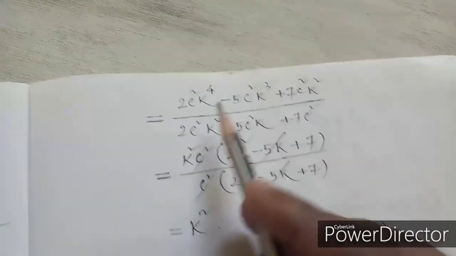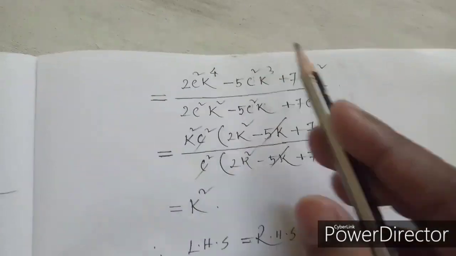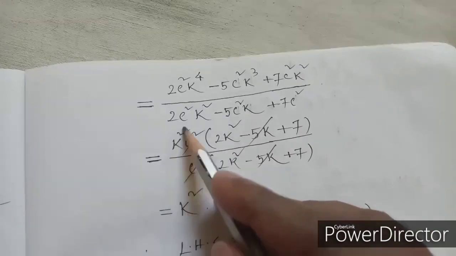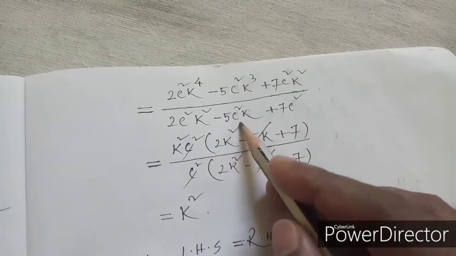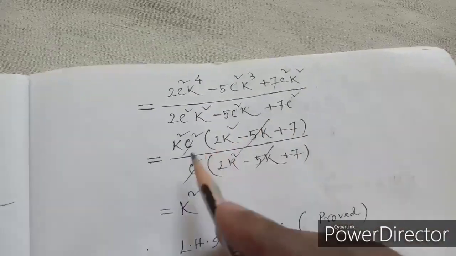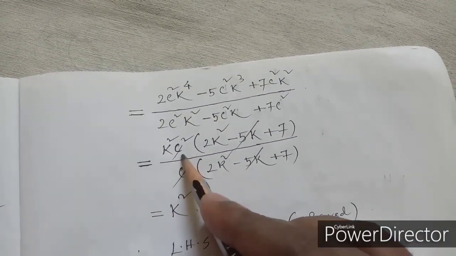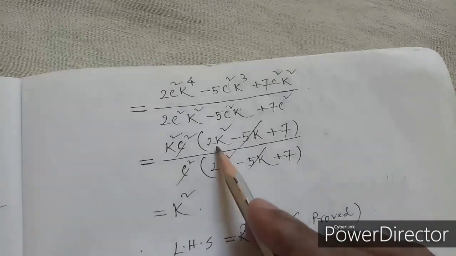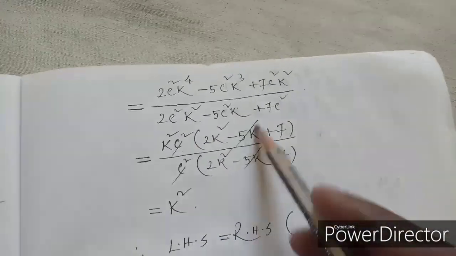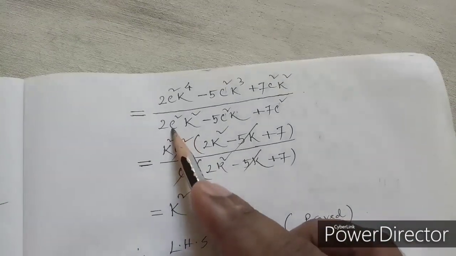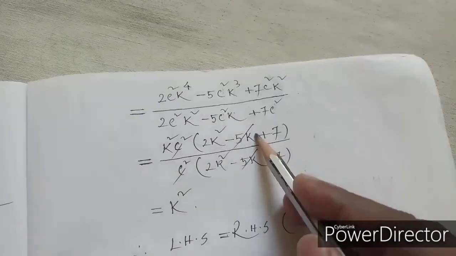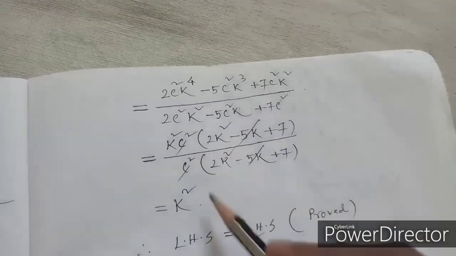So now this should be 2 into c square k to the power 4 minus 5 into c square k cube plus 7c square k square by 2c square k square minus 5c square k plus 7c square. From the numerator, the common term is k square c square. So this means 2k square minus 5k plus 7, and from the denominator there is a c square common, so this should be 2k square minus 5k plus 7. So this one cancels out, c square cancels, this should be k square.